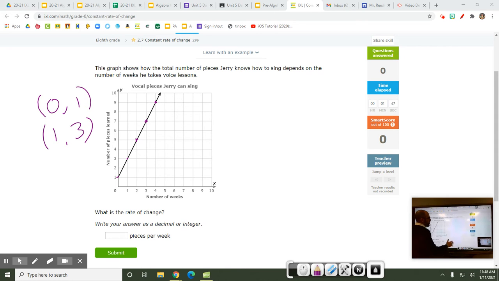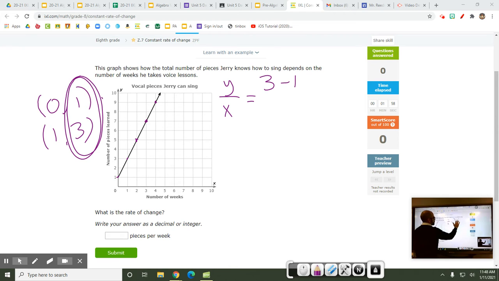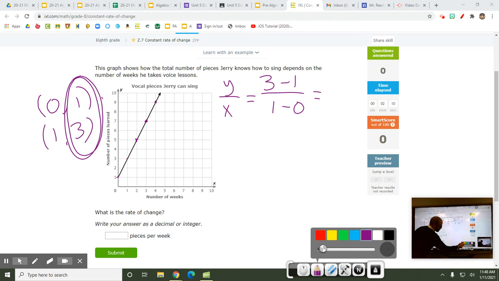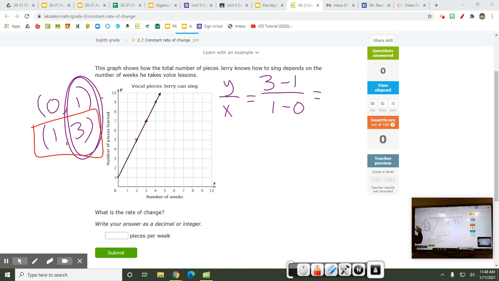My change in y, I'm going to put y over x. How does my y change? I'm going to subtract these y values: 3 minus 1, over, I subtract my x values, 1 minus 0. One thing to pay attention to is that I started with this bottom point, so this was my first number, on top and bottom. Do not flip those numbers. If you start with this point, you have to start with this point in the numerator and the denominator. I can't have 3 minus 1 and 0 minus 1. It wouldn't make any sense.